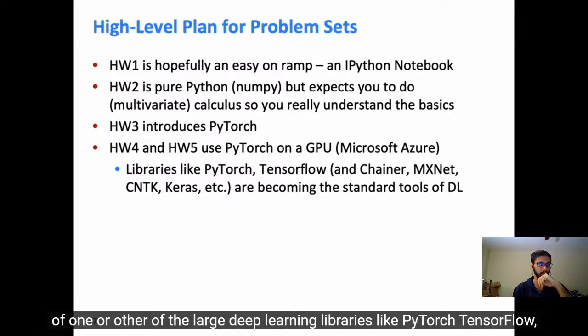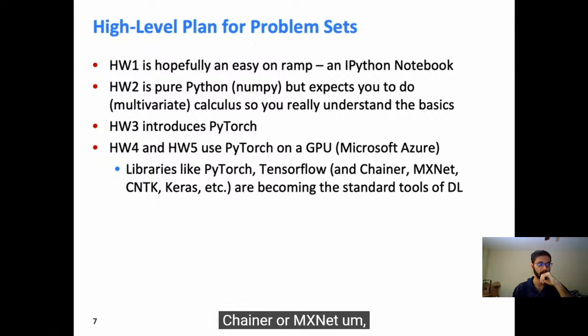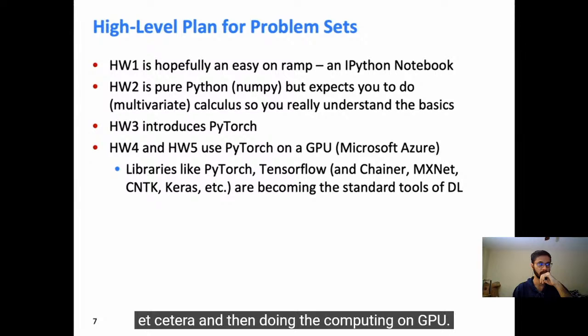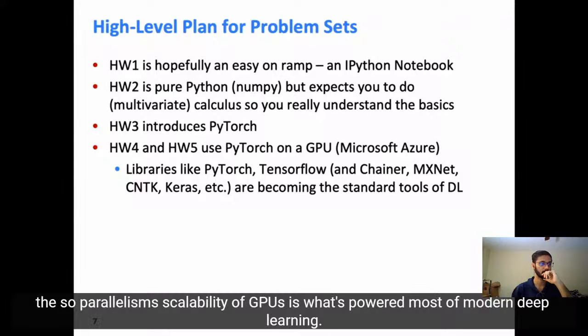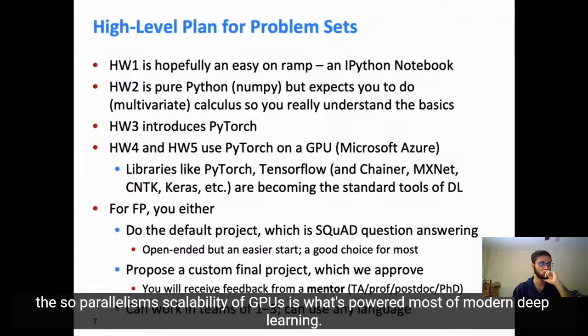Basically, all of modern deep learning has moved to the use of one or other of the large deep learning libraries like PyTorch, TensorFlow, Chainer, or MXNet, etc., and then doing the computing on GPU. Of course, since we're in the Huang building, we should be using GPUs, but in general, the parallelism and scalability of GPUs is what's powered most of modern deep learning.